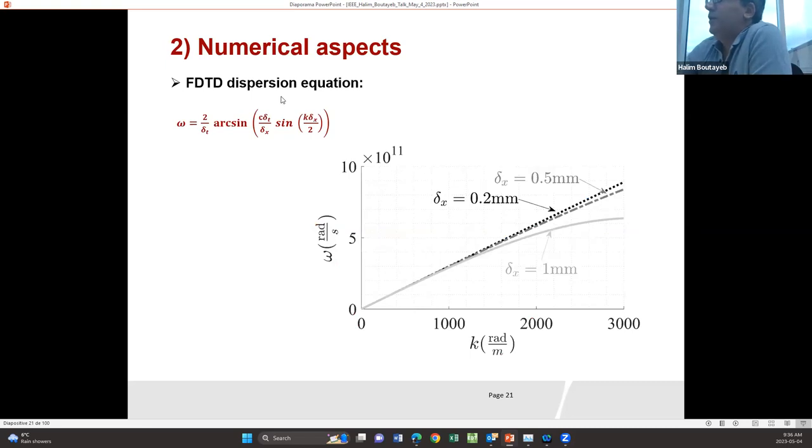The FDTD dispersion equation is very well known. Here we plot the dispersion as a function, for a certain parameter of the mesh. Something we're going to use later is that we can make the wave at a higher frequency move at lower speed by playing with this dispersion equation.